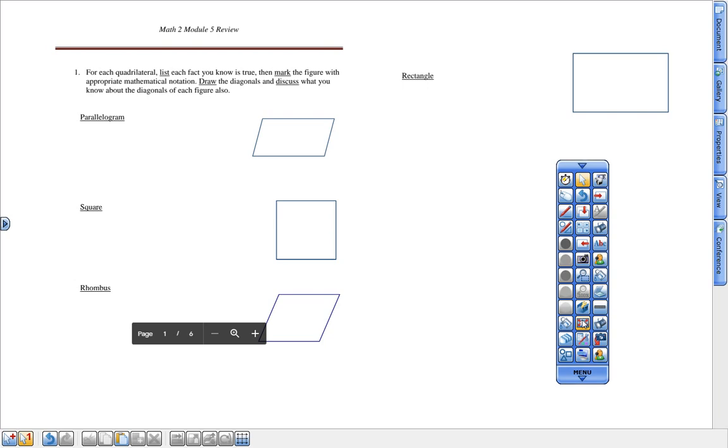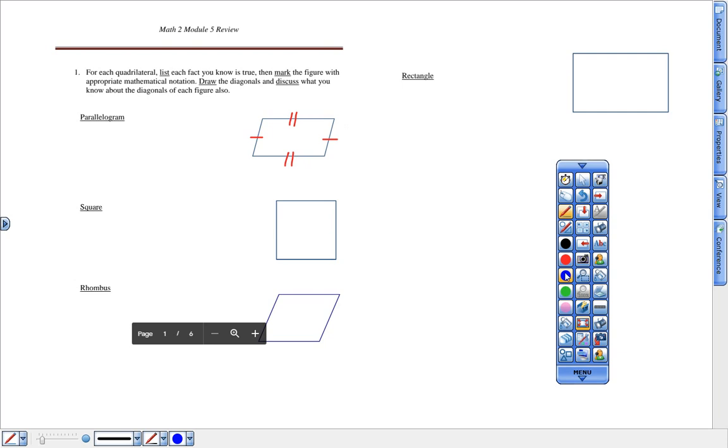But here we go. You need to know your marks. You need to know your facts of these shapes: parallelogram, square, rhombus, rectangle. You could Google them. You need to know a fact that's true and mark the figure with appropriate mathematical notation. I think what he means is these are equal, these are equal. I'm not sure if there's some symbol that shows these are parallel versus these being parallel, but in terms of notation, those are equal.